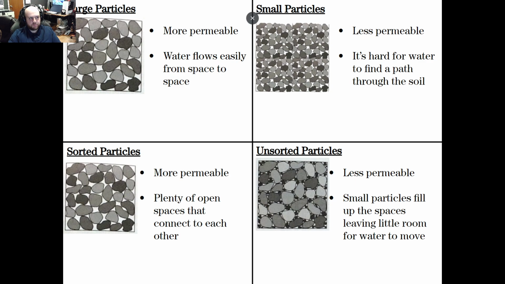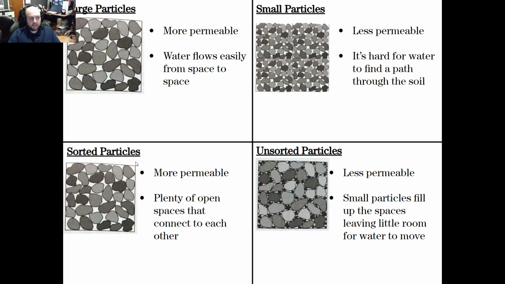When we have large particles, they are more permeable, and water can flow easily from space to space. Okay, lots of places for the water to flow through here as we go. But when we have small particles, it's less permeable. It's hard for water to find a path through the soil. It's going to move slower, and less of it is going to be able to go through.